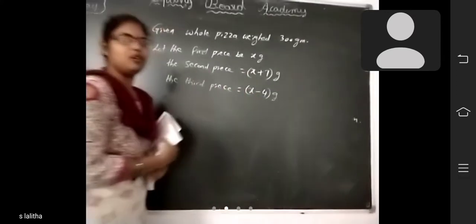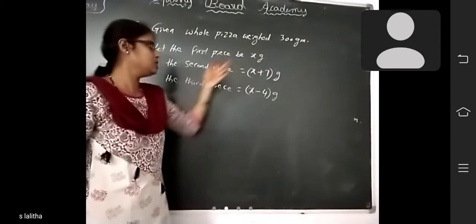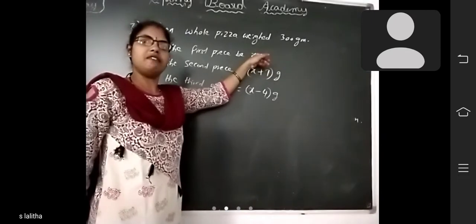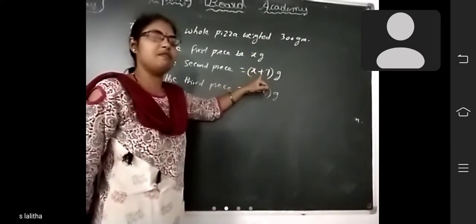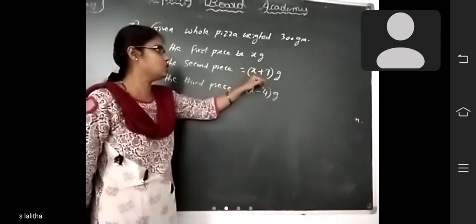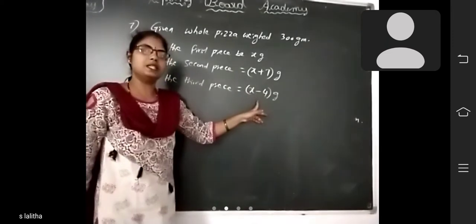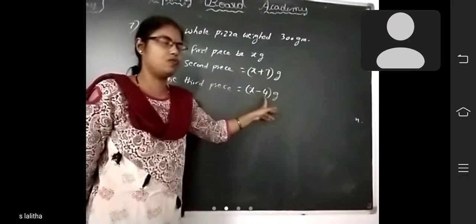Okay, did you understand? We don't know the first piece, so that's why we are taking x grams. And the second piece: the first piece is 7 grams lighter than the second piece, that means the second is 7 grams heavier than the first piece, that's why x plus 7 grams. And the third piece is 4 grams lighter than the first piece, that's why x minus 4 grams.